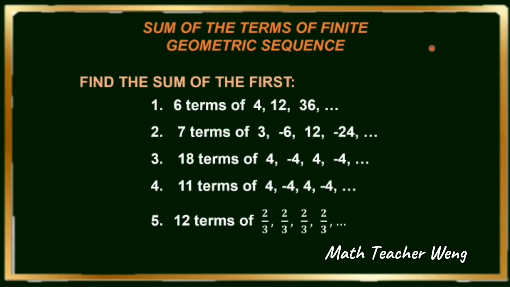Terms on a finite geometric sequence. These are our sequences, and although we can see ellipses at the end, we can still refer to them as finite sequences in this particular topic because we are talking about a finite number of terms in each sequence.